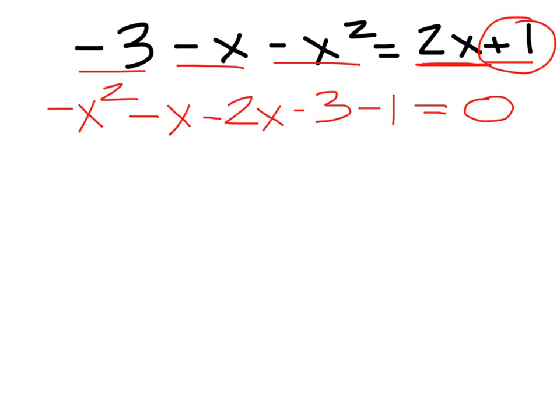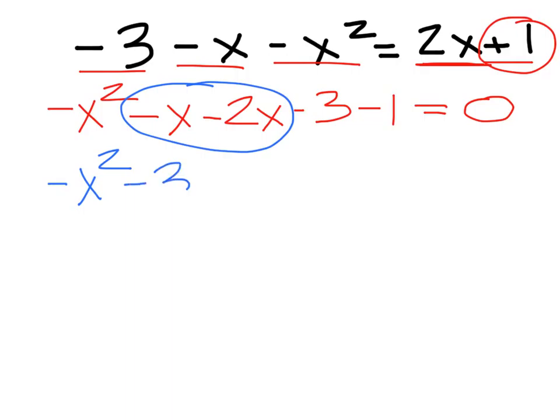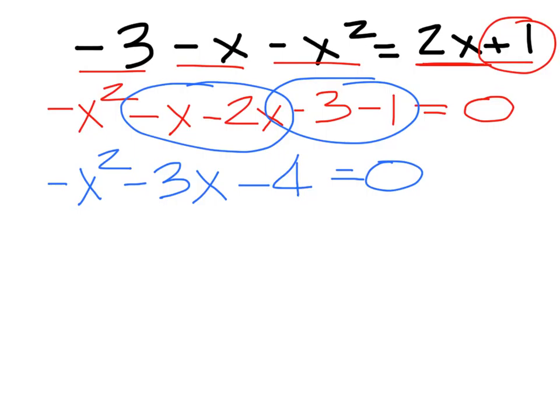What should I do next? Combine like terms. We don't have any more x squares. What does this become? Negative 3x. And what does this become? Negative 4. All right, what is the formula for the discriminant? B squared minus 4 times 6. Yeah, b squared minus 4ac.